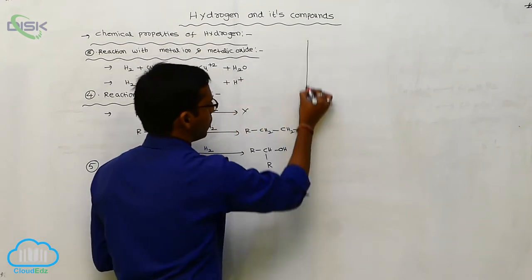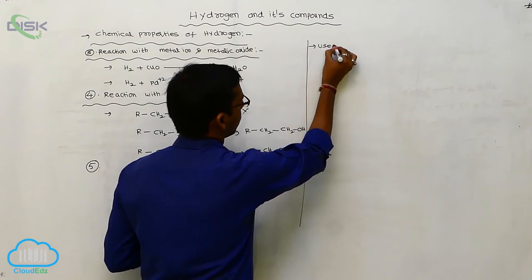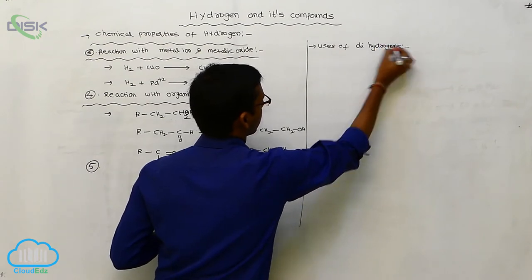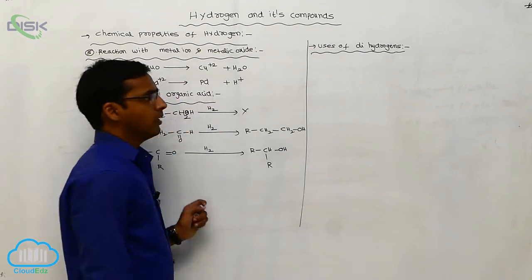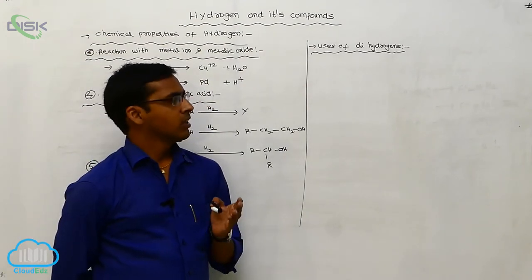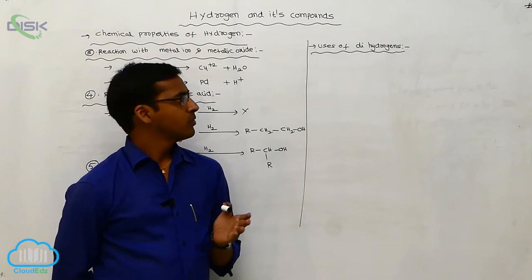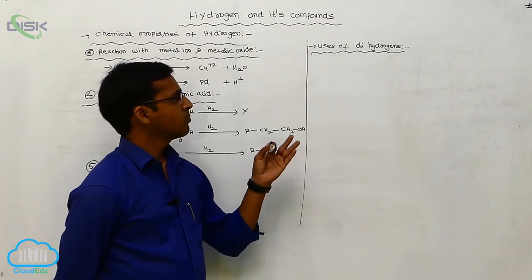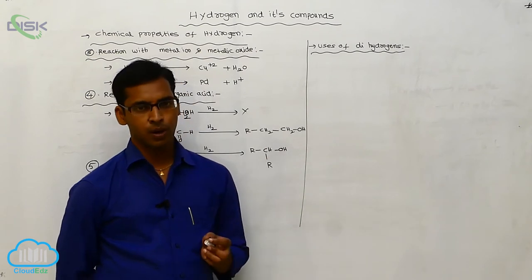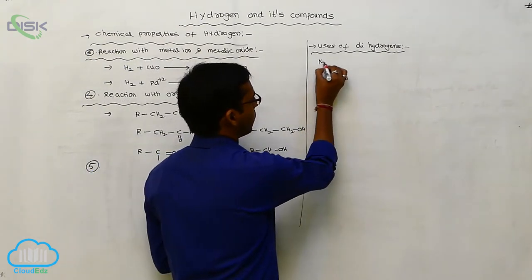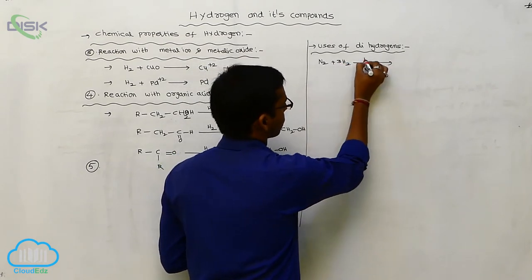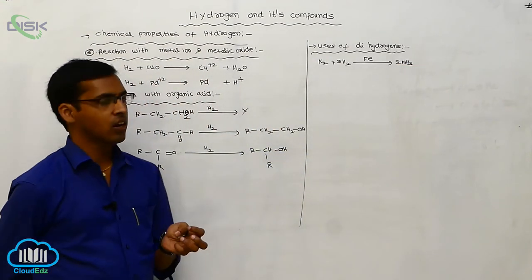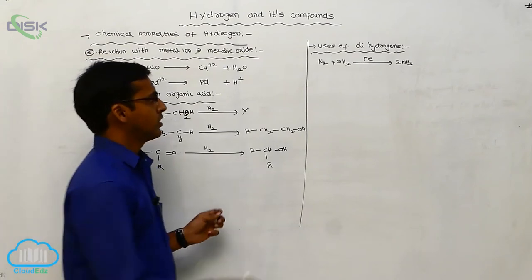And next one is uses of dihydrogen. Hydrogen is used in the manufacturing of nitric acid and nitrogenous substances, mainly in the preparation of ammonia, that is N2 plus 3H2 in the presence of iron gives ammonia. The preparation of ammonia is called the Haber process. That is the first use.